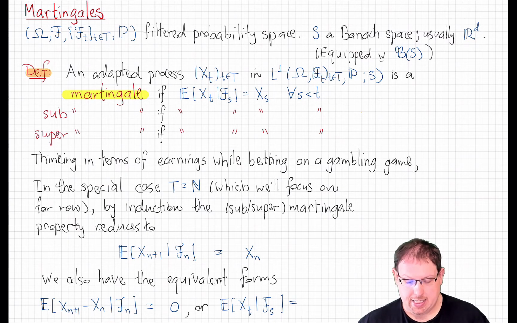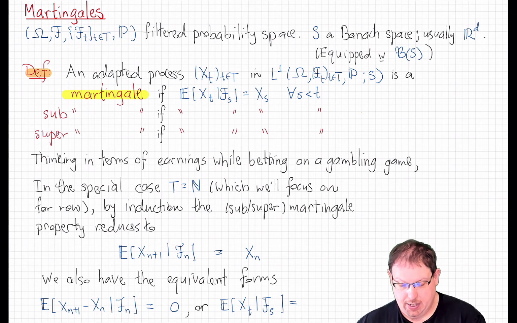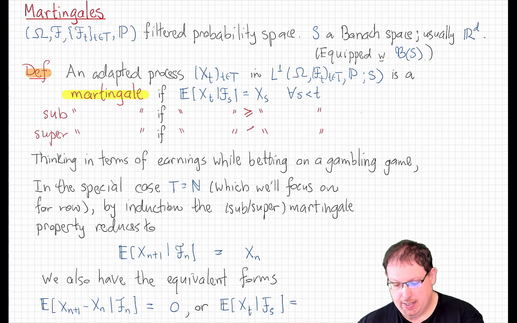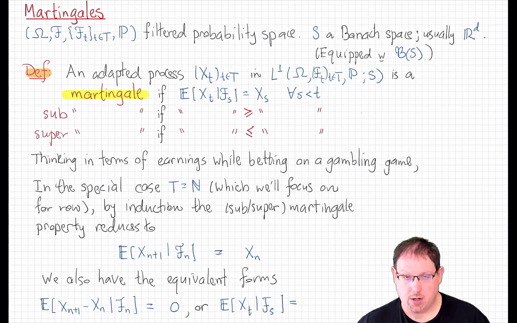Similarly, a sub-martingale is an adapted L1 process, so that our best guess as to the value in the future is bigger than or equal to the value now. And a super martingale is such a process so that the conditional expectation on the present of the future value will be less than or equal to the current value.